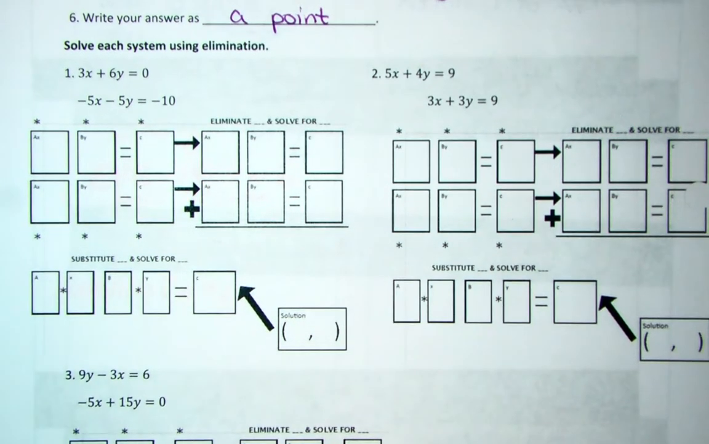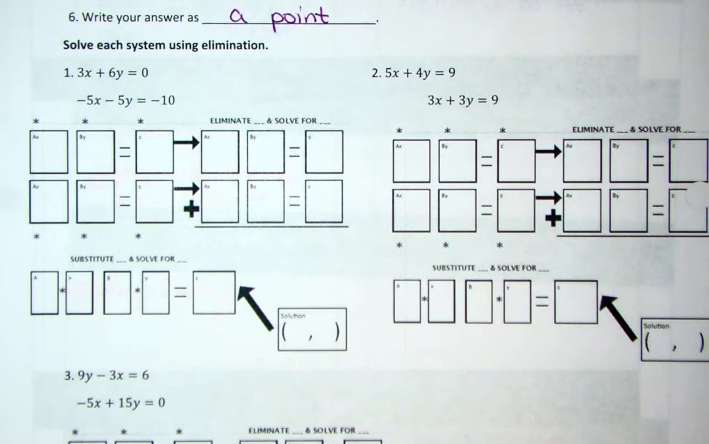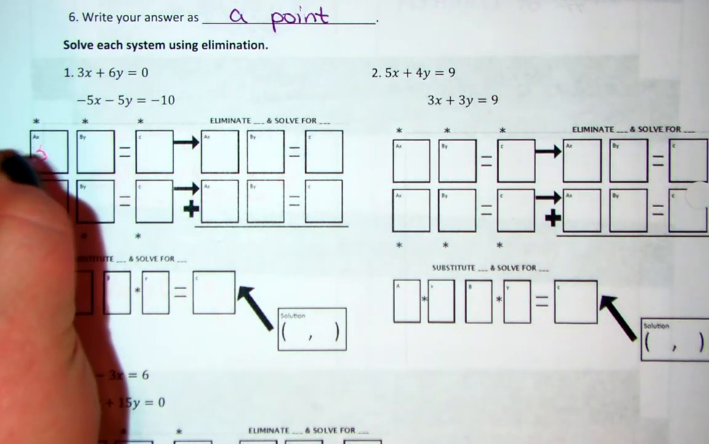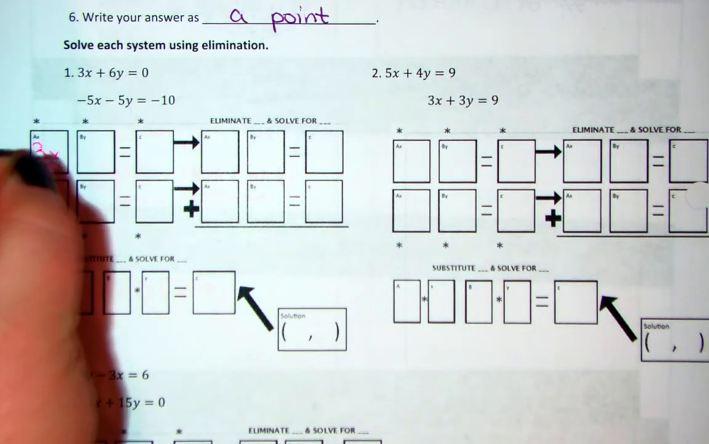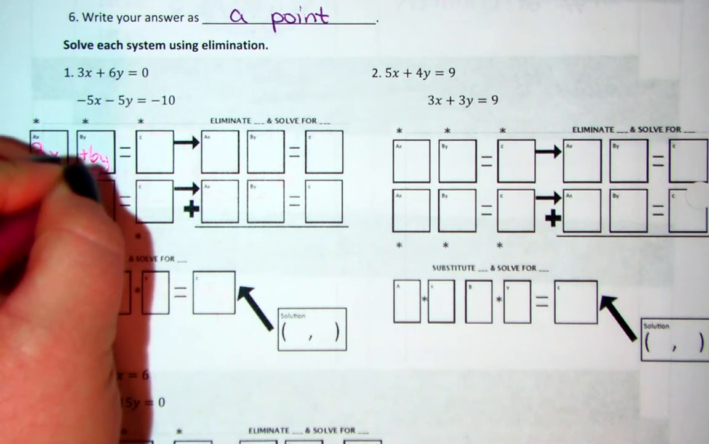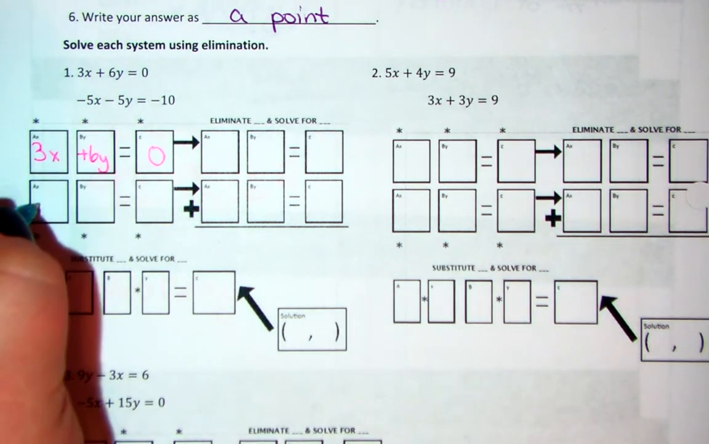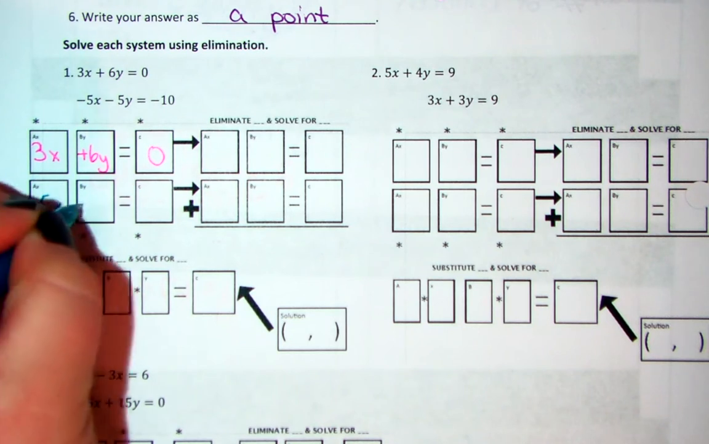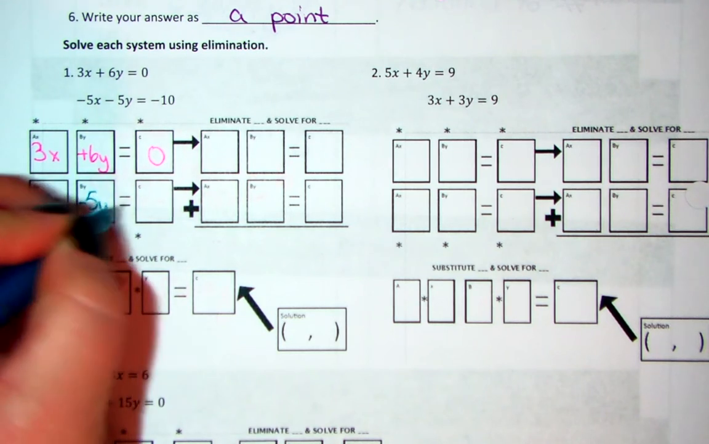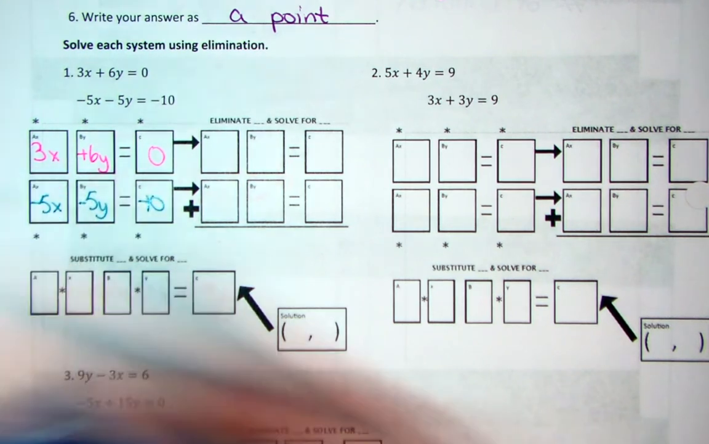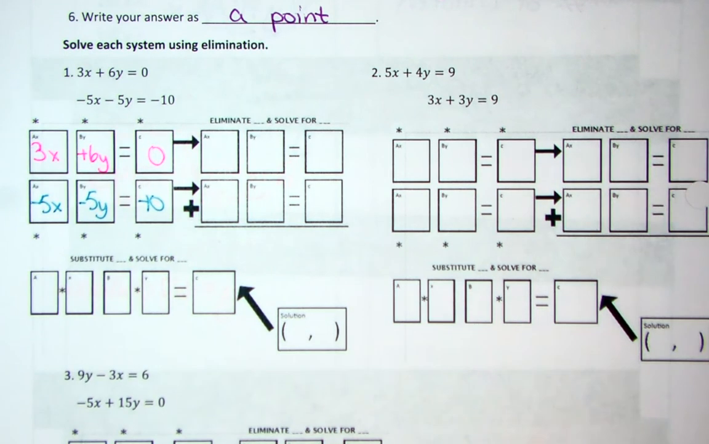So we have our first system here, and again I gave you guys kind of what I like to call training wheels to help get you started. We have our first equation, 3x plus 6y equals 0, and then negative 5x minus 5y equals negative 10.